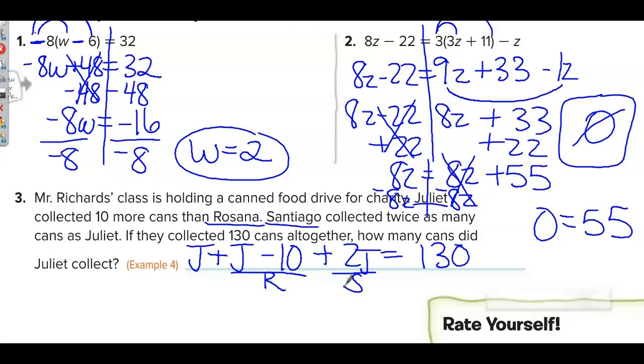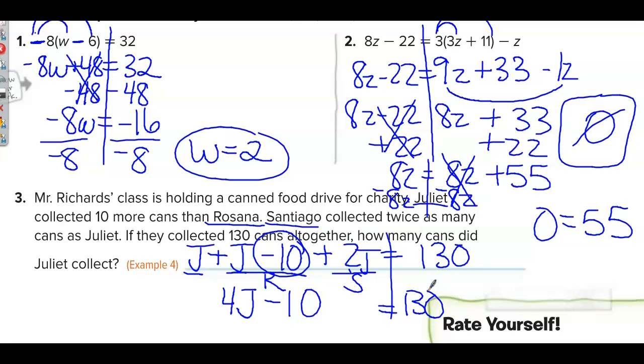So before I start moving things over to the other side, I want to get all of these things matched up together. So, Carly, how am I going to do that? You would add all the J's together. Good. So I've got 1, 2, 3, 4. So I've got 4 J's, minus 10, equals 130 on the other side.